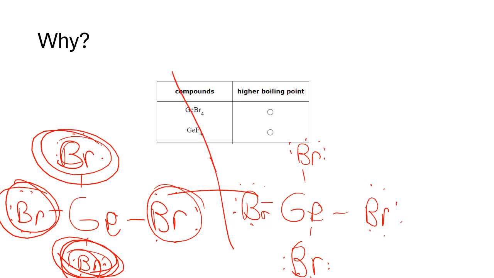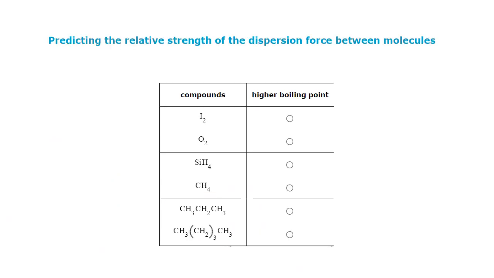So when water is a liquid and it becomes a gas, the molecules must break apart from each other. The bond in between Br and Ge does not break, but the attraction forces between two compounds does. Now here, this follows the same sort of concept.